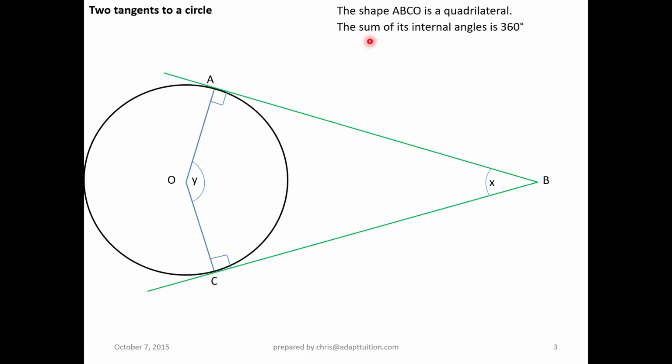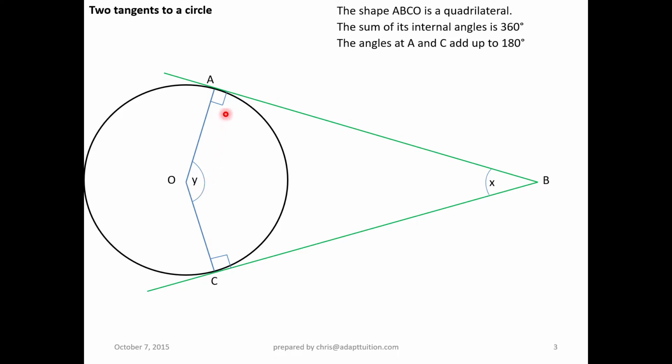Now, we know that the sum of the internal angles of a quadrilateral is 360 degrees. So it means therefore that the angles at A and C add up to 180 because they are both 90. And what does that imply about angle Y and angle X? What will they add up to? Anybody?